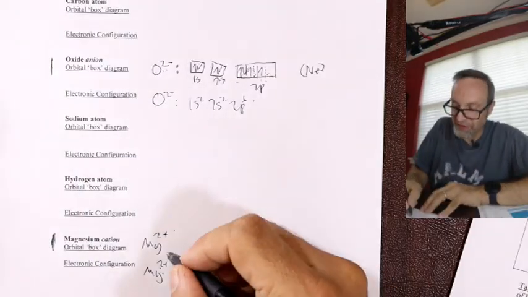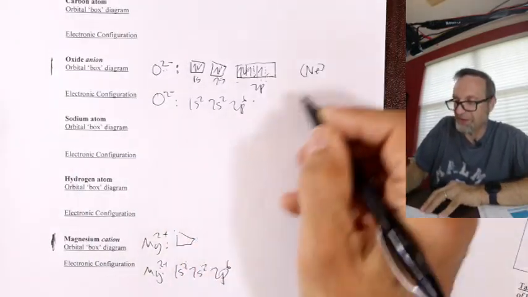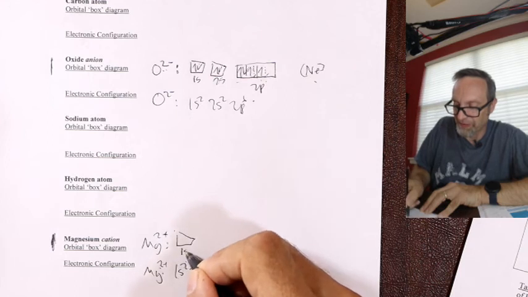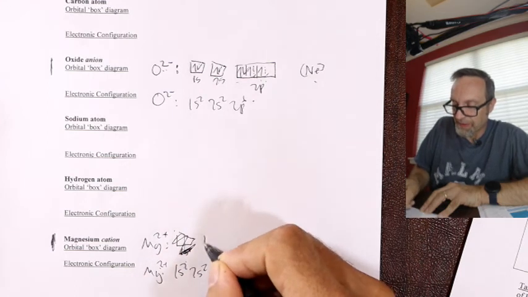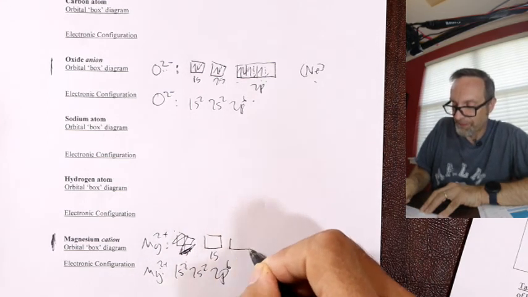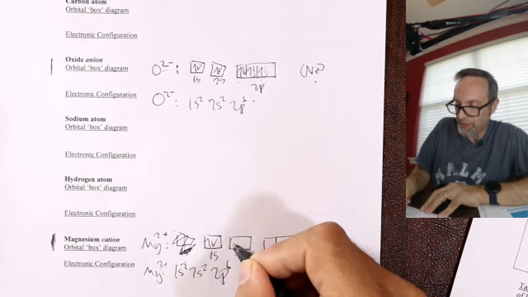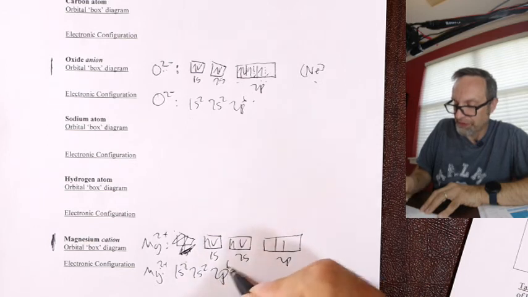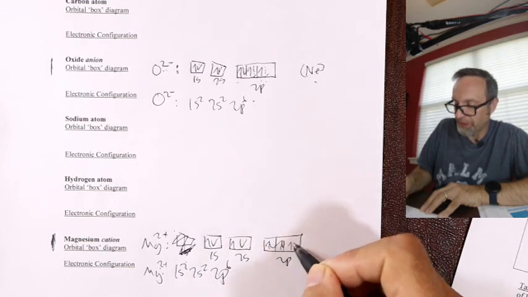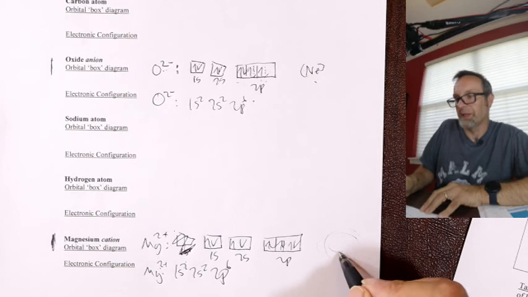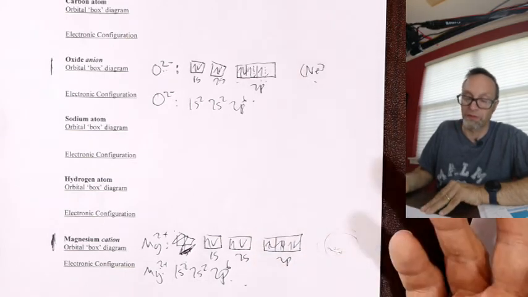If I do that as a box diagram, what does it look like? It looks just like O2-. Oh, I almost made an error there. 1, 2, 3, 4, 1, 2, 3, 4, and then 6. 1, 2, 3, 4, 5, 6. So it's lost the ones from here. It would be 3s2 there, but it's not there because 2 electrons were lost.